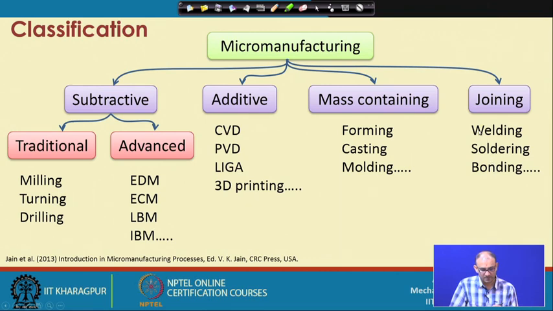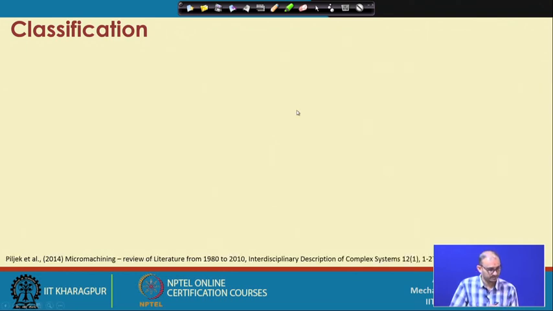And joinings are welding, soldering, and bonding. These are the processes which are used for joining two different materials. But here we are discussing all these processes in terms of micro manufacturing. That means the dimensions or the feature characteristics will be in the micron range.